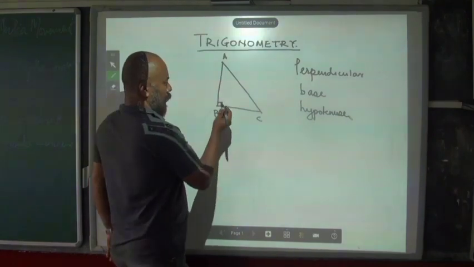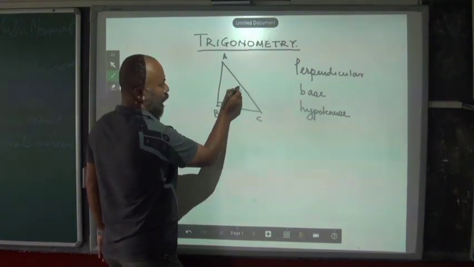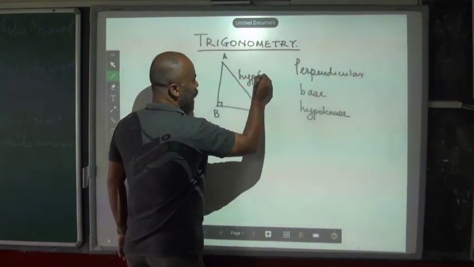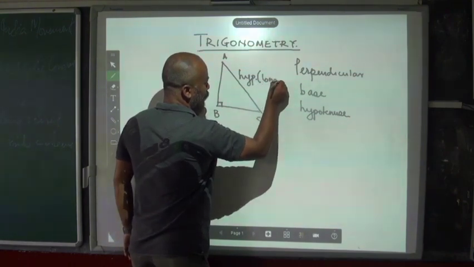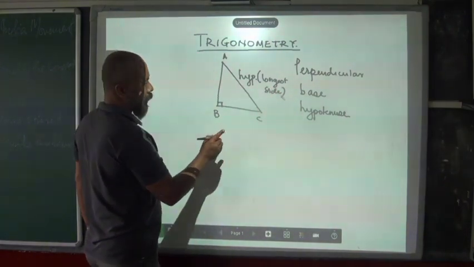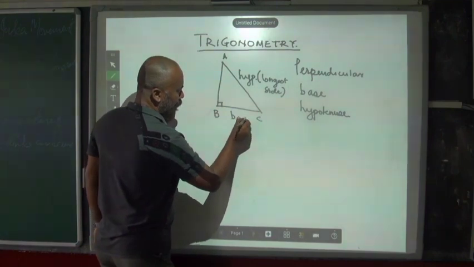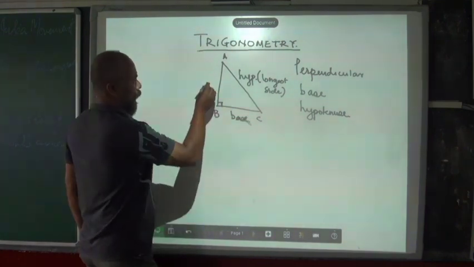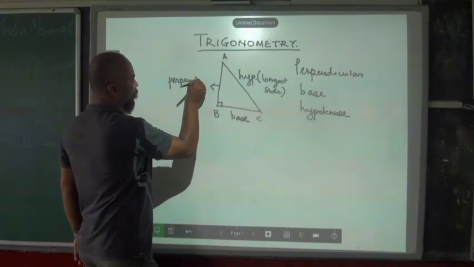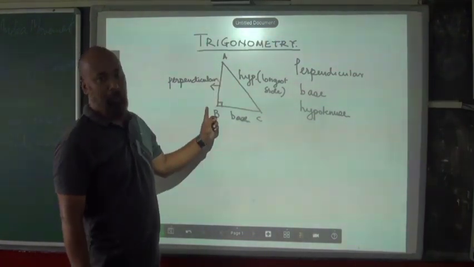Now, the side which is opposite to your 90 degrees, the longest side that we have, this is called the hypotenuse, which is always your longest side. The side on which the triangle rests, that is your side BC, this is called your base. And this side is called your perpendicular. Okay, so we have the hypotenuse, the perpendicular, and the base.